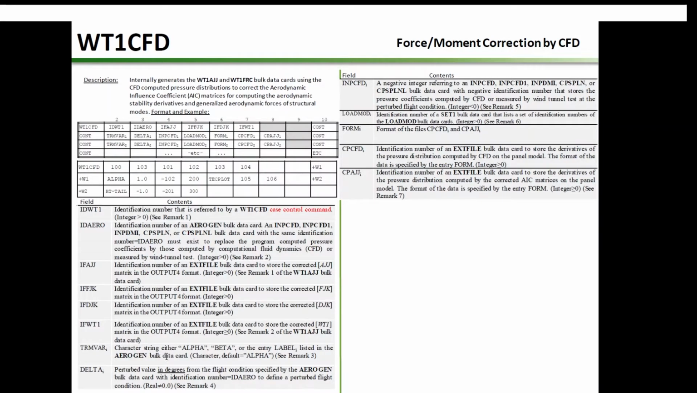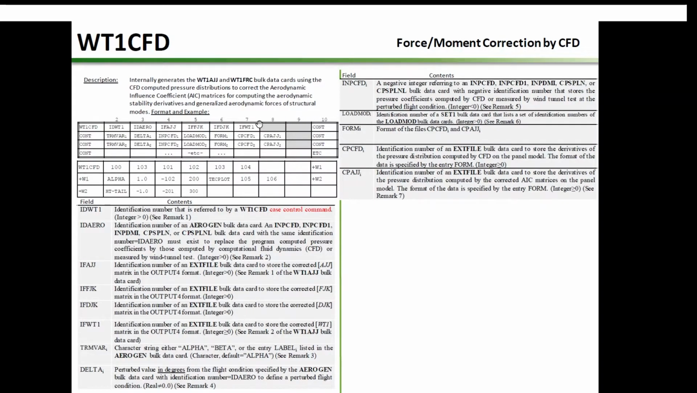Then I have a CFD computed CP at 1 degree, and also I have another set of CP computed by CFD at 2 degrees. So I can say, okay, I have an incremental perturbed value. So I put a 1 degree here, and then I say trim y equal to alpha, and then the IMP CFD is the CFD computed CP at 2 degrees. So you use the IMP CFD and CFD1 cards, and those cards at 2 degrees.